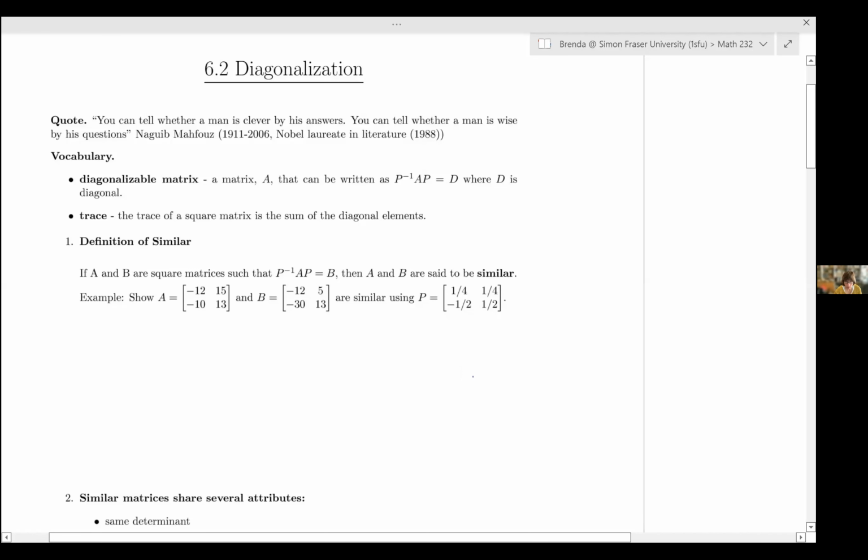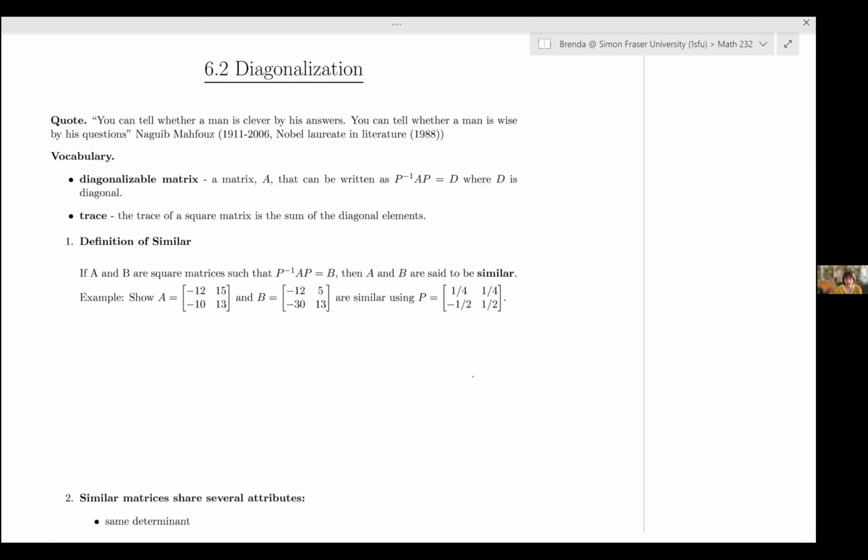Hi, and welcome to Math 232, Linear Algebra. This is section 6.2, diagonalization. So we're going to get a bunch of practice here also computing eigenvalues and eigenvectors. So it'll be a nice review of section 6.1 as well.